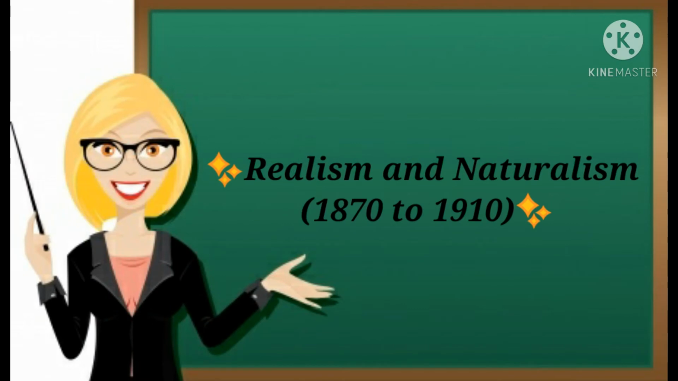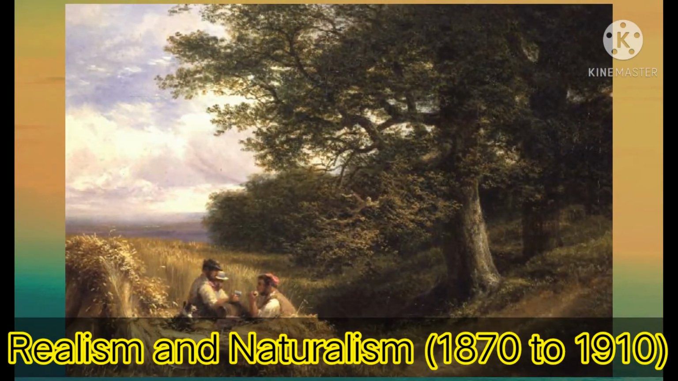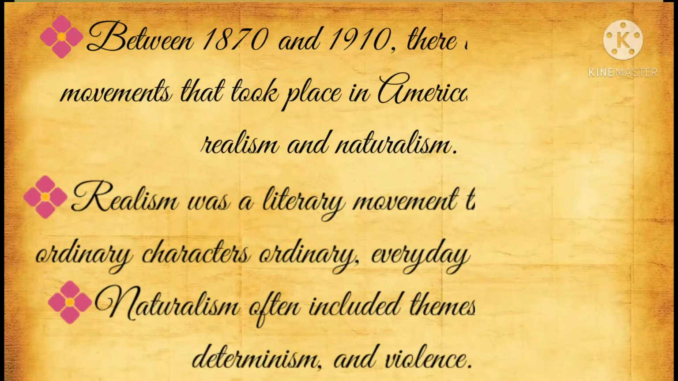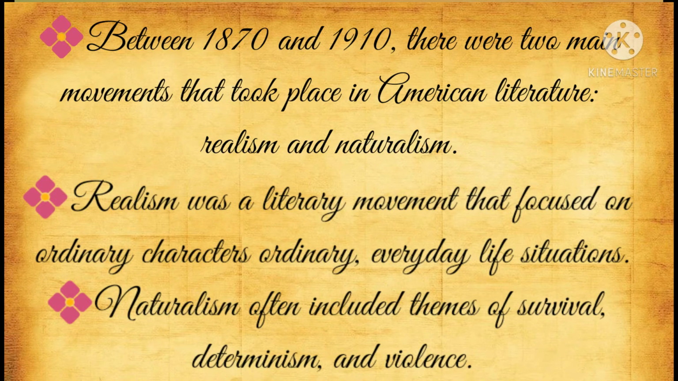The third period is Realism and Naturalism during 1870 to 1910. Between 1870 and 1910, there were two main movements that took place in American literature. These are Realism and Naturalism. Realism was a literary movement that focused on ordinary characters in everyday life situations, while naturalism often included themes of survival, determinism, and violence.